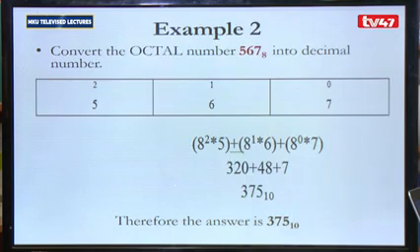Another example, 586 base 8 into decimal. Again, you start with 8 to the power 0 times 6, 8 to the power 1 times 8, 8 to the power 2 times 5. Then you add them together, you get the required decimal number.